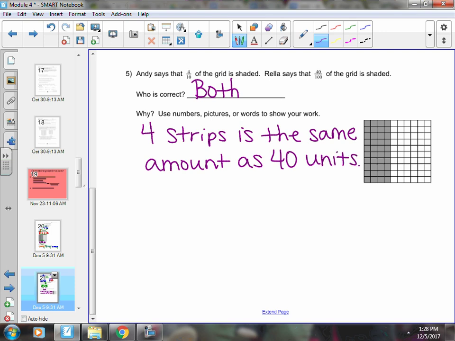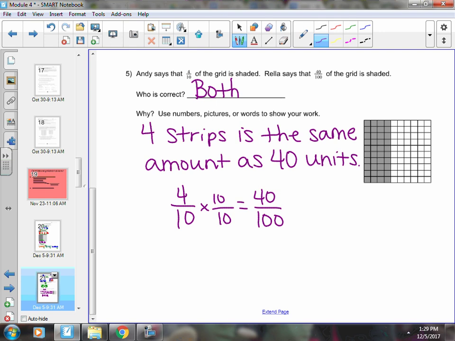Or maybe you'll show it with numbers and show that when you multiply 4/10, when you multiply the bottom by 10 and the top by 10, you get 40/100. So this mathematically is showing that 4/10 is exactly the same as 40/100. They're both correct. 4/10 and 40/100 both match the picture.